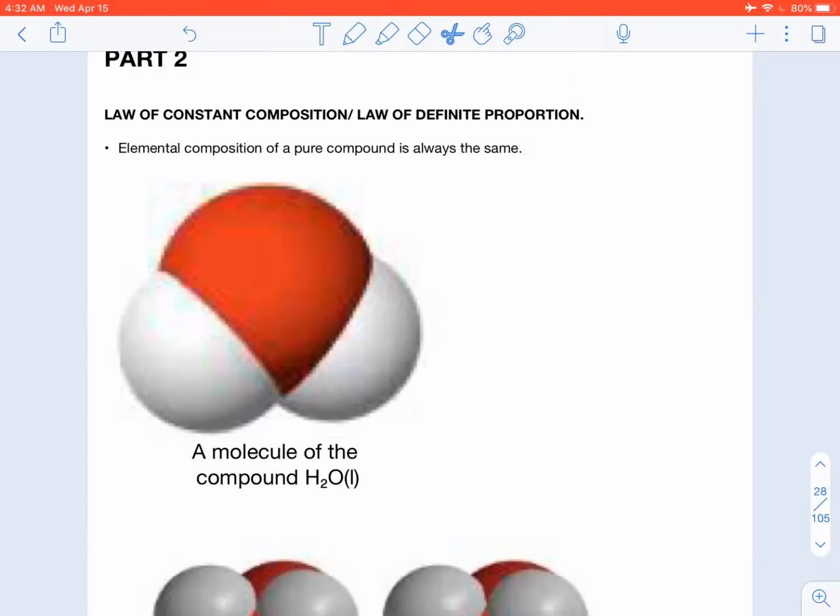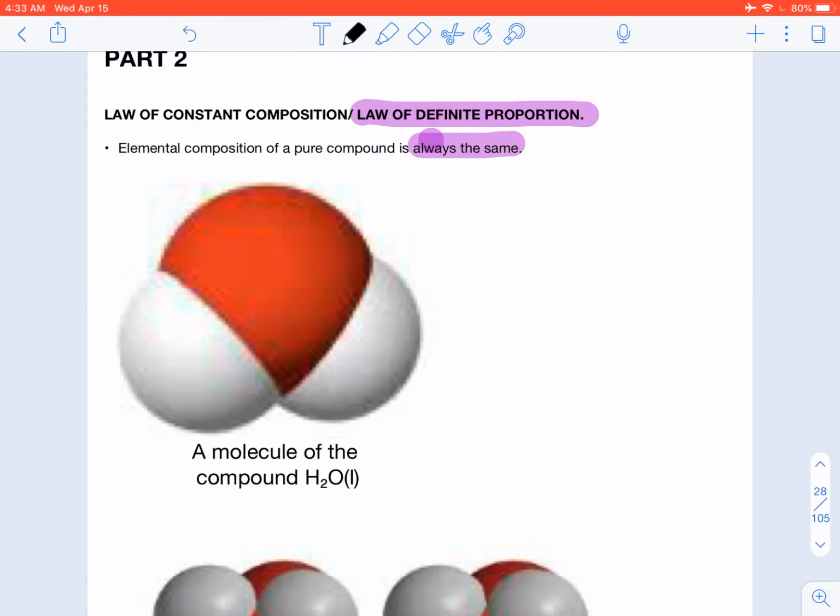Today we're going to look at the law of constant composition. It is also known as the law of definite proportions. The law of constant composition states that the chemical composition of a pure compound is always the same regardless of the source. It's always the same.